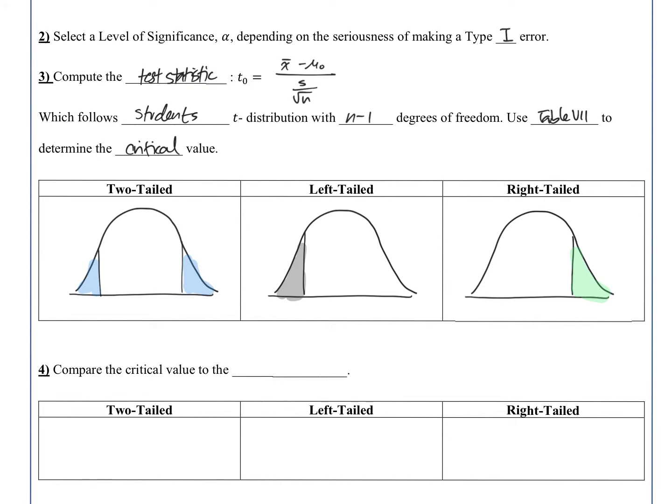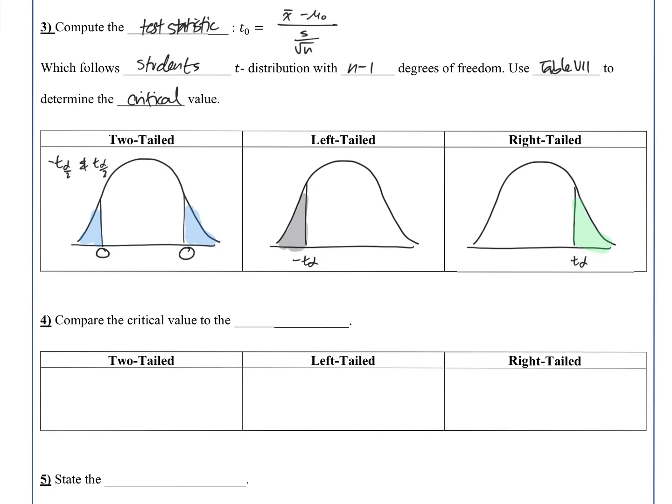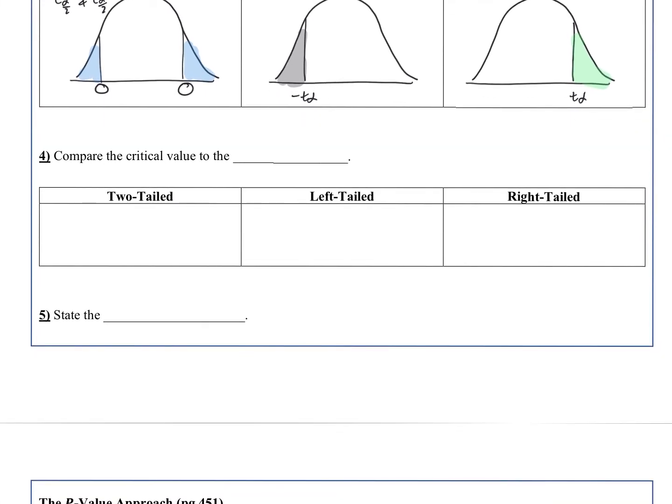And what are we doing with the critical value? Well, the critical value will have negative t alpha over 2 and t of alpha over 2. Those would be the value points right there and there, which will give you the critical regions that are shaded. For left-tailed, we have negative t alpha, and right-tailed, we have t alpha for those critical areas. Next, for the classical approach, we're going to compare the critical value to the test statistic.